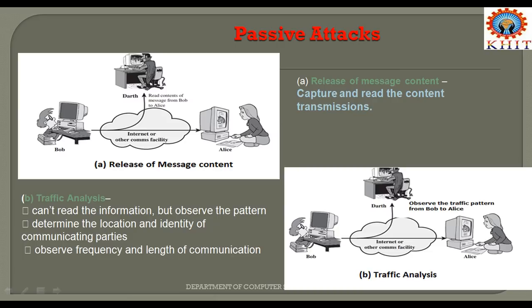In this case, the unauthorized person just captures our data and reads the content of the transmission. He is enjoying our data. That's it. Actually, he doesn't modify data. For example, Bob is sending some information to Alice through the internet. This data is read by Darth. He just reads the data and enjoys the data.